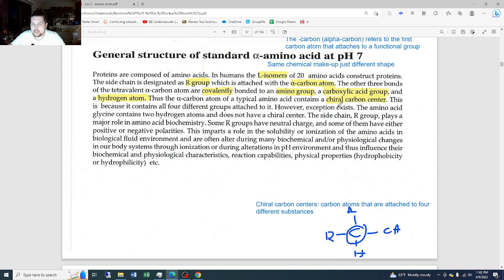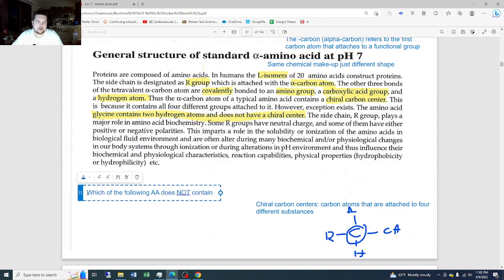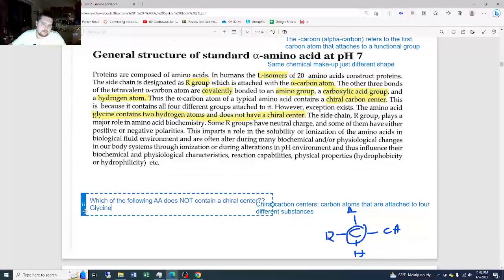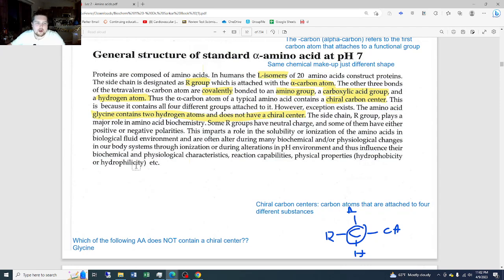However, exceptions exist. The amino acid glycine contains 2 hydrogen atoms and does not have a chiral center. So you'll most likely get asked the question at some point right here. Beautiful test question. Which of the following amino acids does not contain a chiral center? What is our answer? Glycine. Perfect. That'll pop up somewhere, I promise.